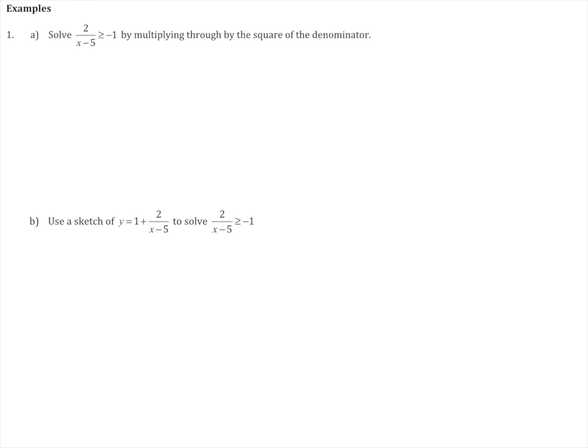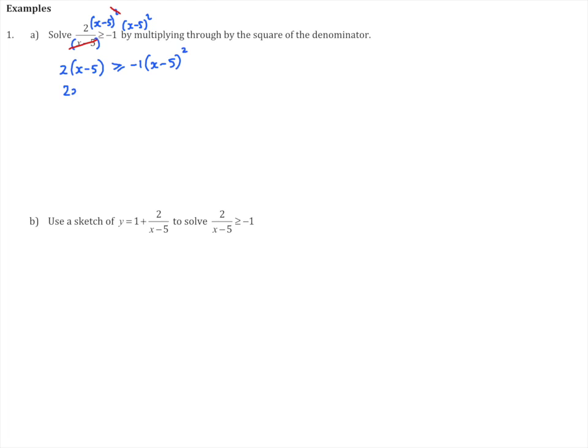Now, the first example says, solve the inequality by multiplying through by the square of the denominator. So let's actually do that. Let's multiply by (x-5) squared to both sides. Now, if I multiply by (x-5) squared, the (x-5) on the bottom cancels with one of them from the (x-5) squared, which leaves me with 2(x-5) is greater than or equal to minus 1 times (x-5) squared.